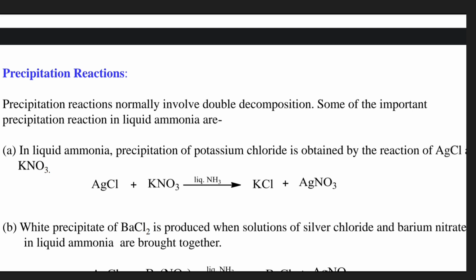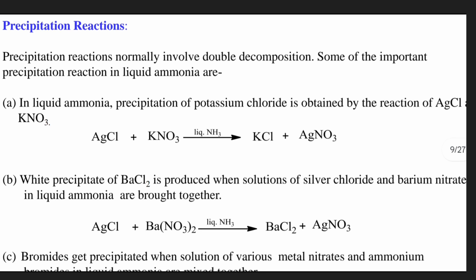Precipitation reactions. Precipitation reactions normally involve double decomposition. Some of the important precipitation reactions in liquid ammonia are: A, in liquid ammonia, precipitation of silver chloride is obtained by the reaction of potassium chloride and silver nitrate. So, potassium chloride plus silver nitrate in liquid ammonia gives out silver chloride plus potassium nitrate.